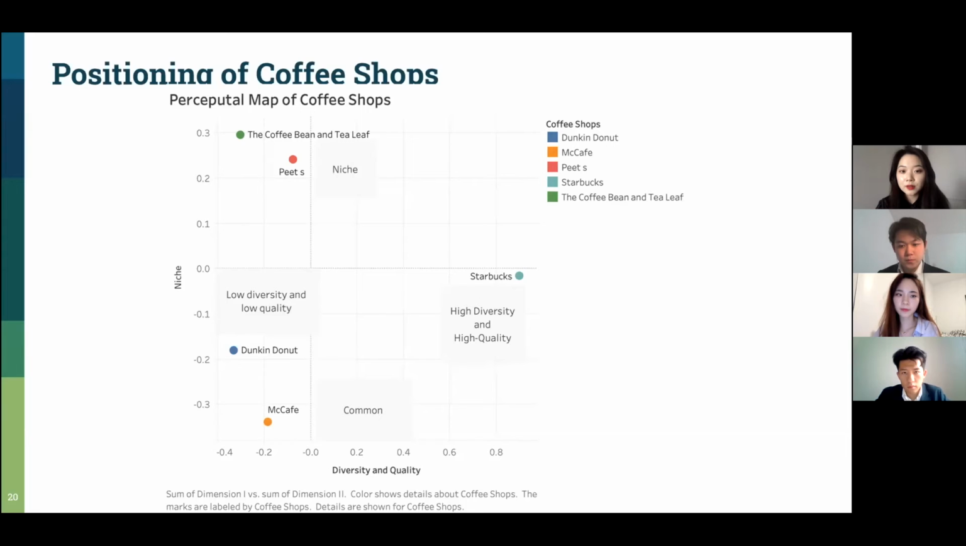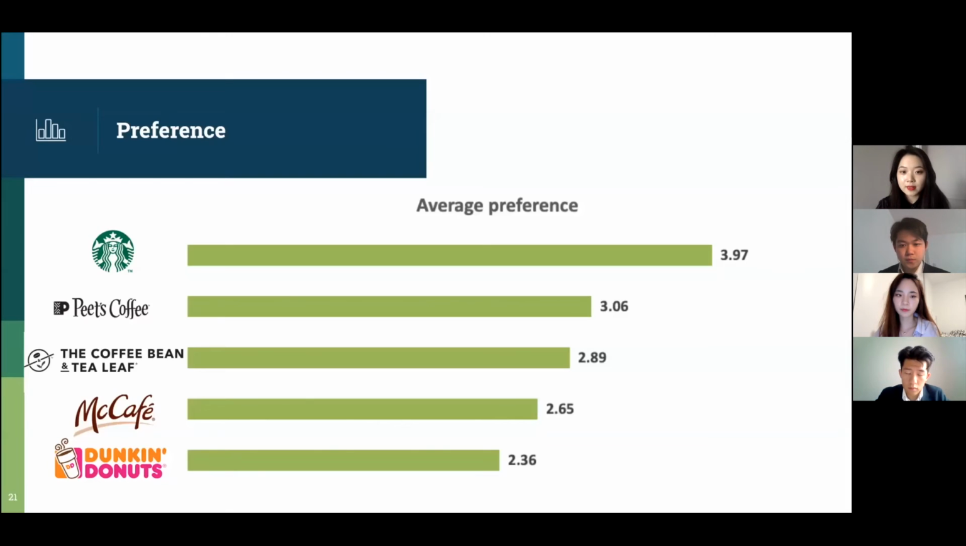Next, I would like to show you the preference data. Here is the average preference of the 5 coffee brands. Starbucks is in the first place. We also want to know the segment preference.